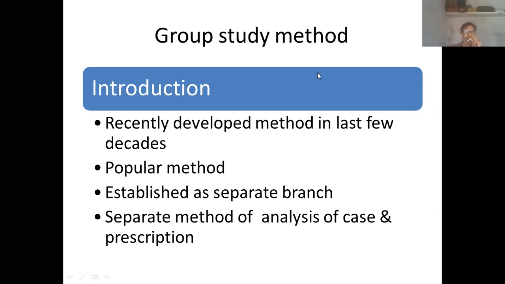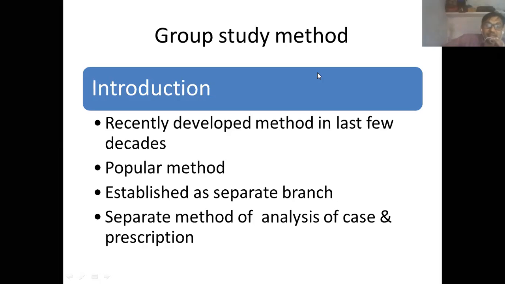But to cover this group study method in a very few minutes is really a challenge. But I will try to complete this group study method in 1 or 2 lectures. So this is a very popular method.